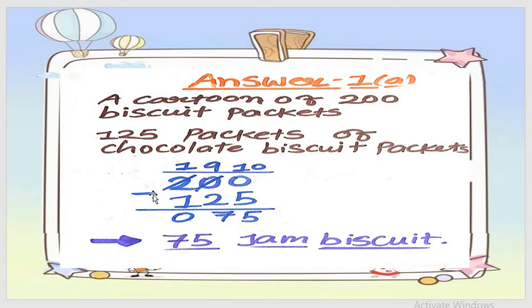Then again I'll cut the further digit and put the smaller digit. 2 cut and put the smaller digit 1. 1 minus 1 is equal to 0. So the answer is 75. 75 jam biscuits are left. Got my points? How many biscuits are left there? 75 jam biscuits are left. Total: a box of 200 biscuit packets, 125 packets of chocolate biscuit, and 75 of jam biscuit. Got my point, all students?